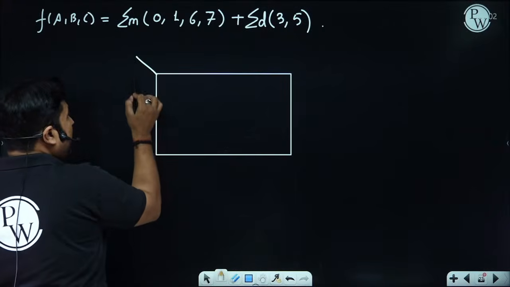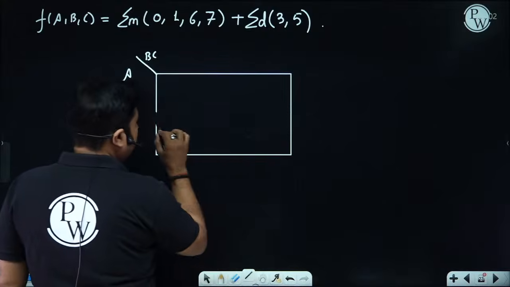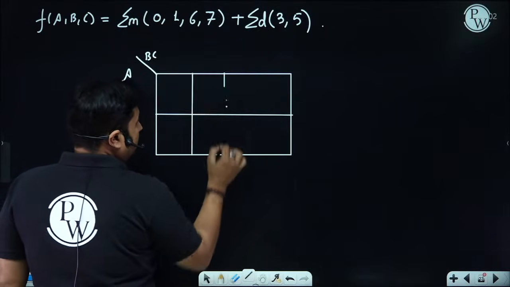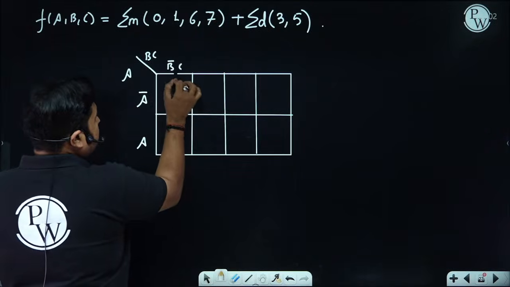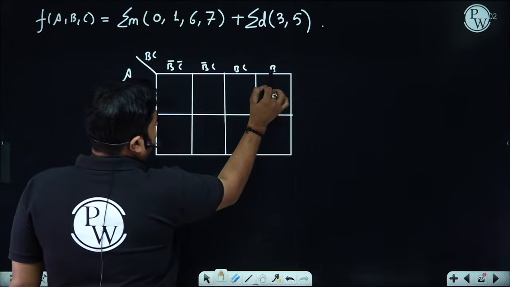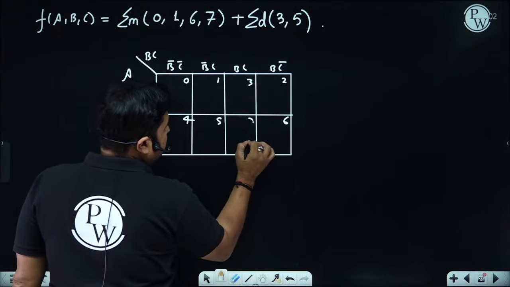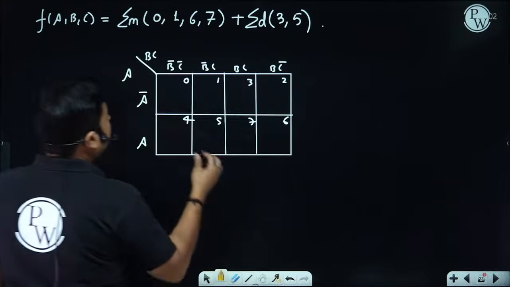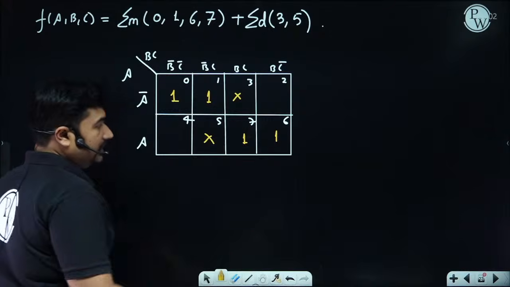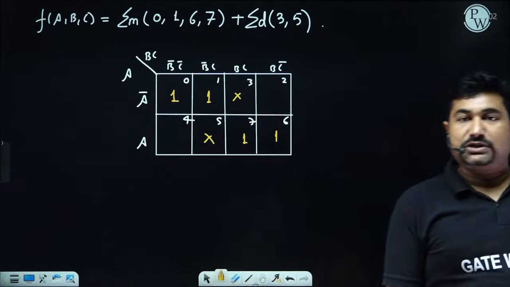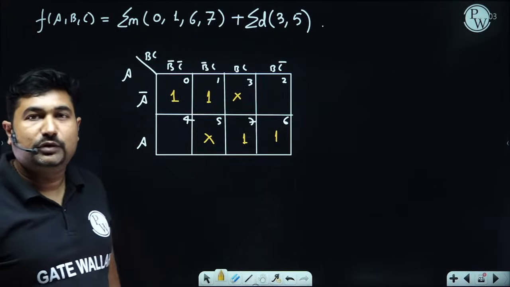For solving this, we have A, B, C, A bar. It can be clearly observed, sir. We have A bar, A, B bar C bar, B bar C, B C, B C bar, and 0, 1, 2, 3, 4, 5, 6, and 7. So where we are getting output logic 1, we are getting it at 0, 1, 6 and 7. 3 and 5 are don't care. So can you please tell me what should be the logic of 3 and 5? What should be the logic of don't care here? What will you consider the logic of don't care?